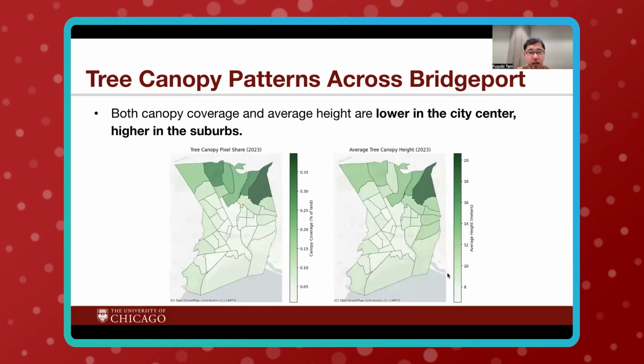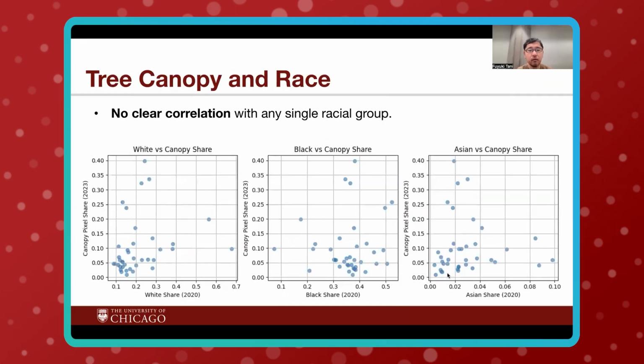Using 2023 canopy points, we looked at two things: how much coverage each tract had, and how tall the trees were on average. We found a clear spatial pattern. Both coverage and height were lower in the city center and higher in the outer neighborhoods. We expected to see differences by race. However, in Bridgeport, we actually found no strong correlation between canopy share and the racial makeup of a tract. Even the highest correlation with white share wasn't statistically significant.